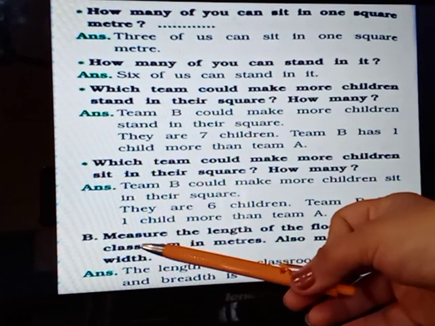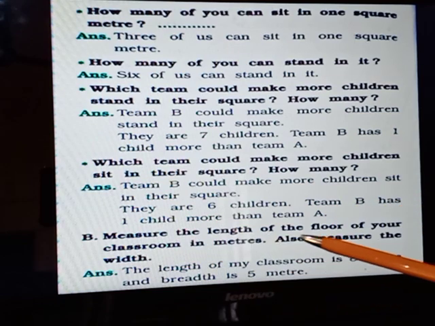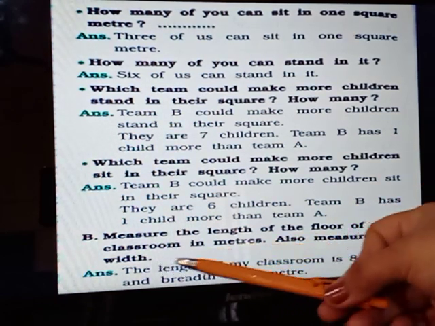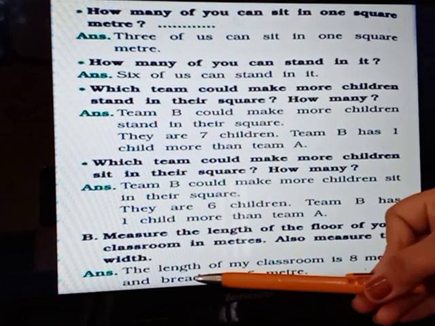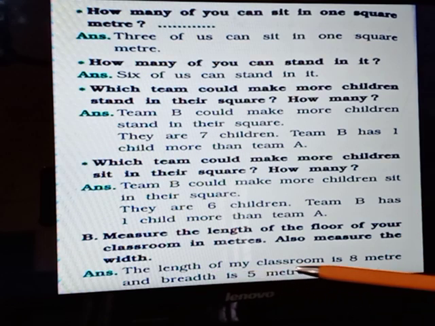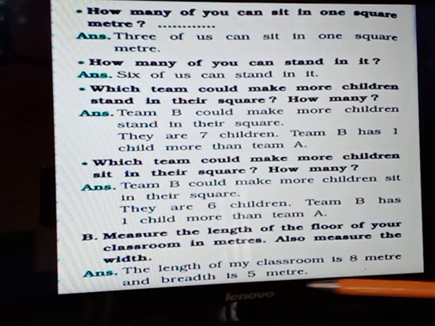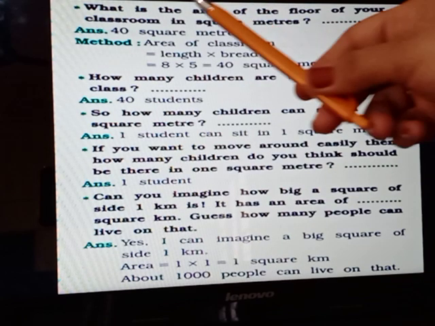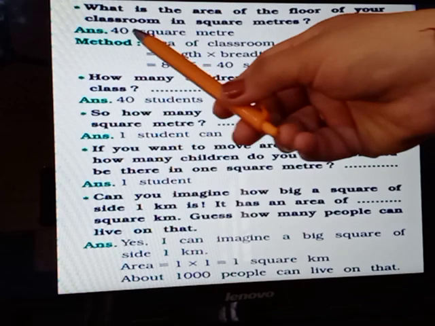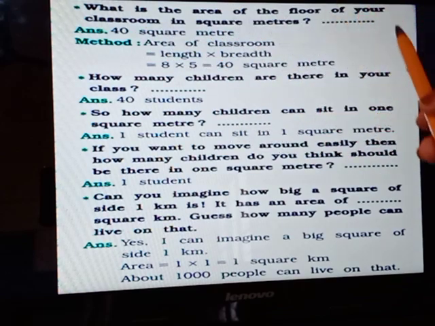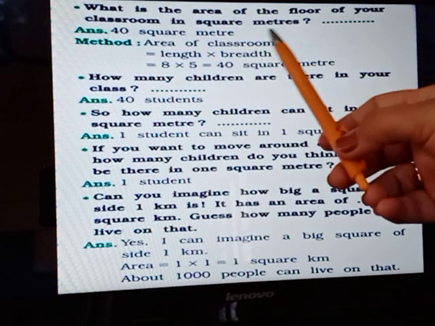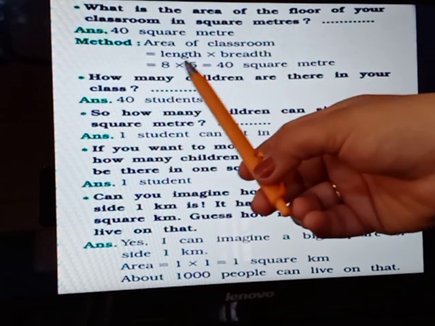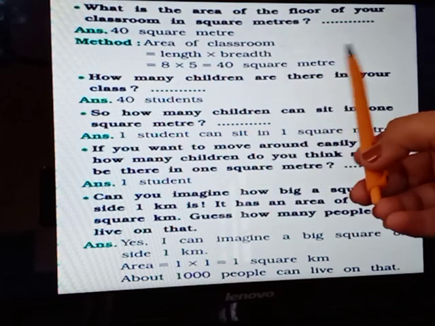Now question B, measure the length of the floor of your classroom in meter. Also measure the width. Now answer, the length of my classroom is 8 meter and breadth 5 meter. What is the area of the floor of your classroom in square meter? So with the help of that measurement we will find the area. Area of classroom equal to length multiplied by breadth. So 8 5s are 40 square meter.